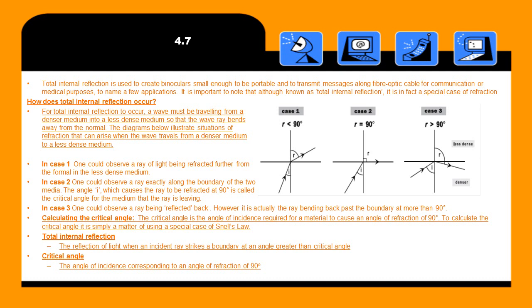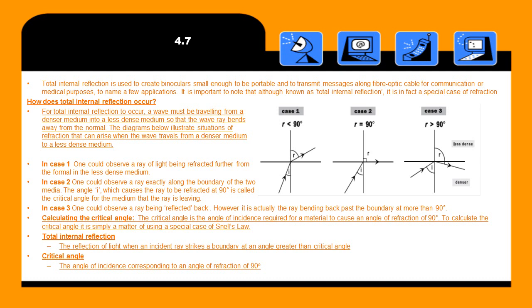Total internal reflection is used to create binoculars along with fiber optic cables for communication and medical purposes. It is important to note that although known as total internal reflection, it is in fact a special case of refraction. So how does this occur? For total internal reflection to occur, a wave must be traveling from a denser medium into a less dense medium, so the wave bends away from the normal.